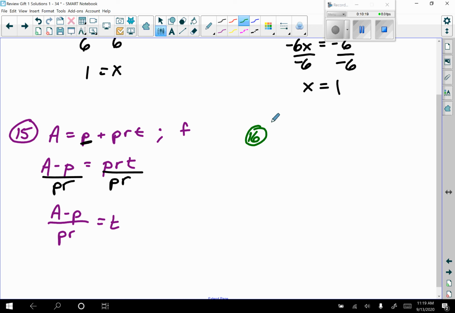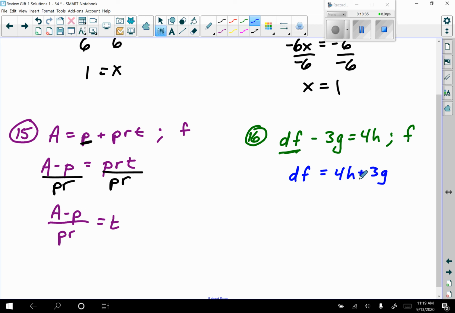For 16, we have D times F minus 3G equals 4H. We want to solve for F. So I want to leave this term alone right now. I need to move that minus 3G to the other side. So now this becomes DF equals 4H plus 3G. Now to get the F by itself, I divide by D. I could leave all of this over D. So F equals 4H plus 3G all over D.